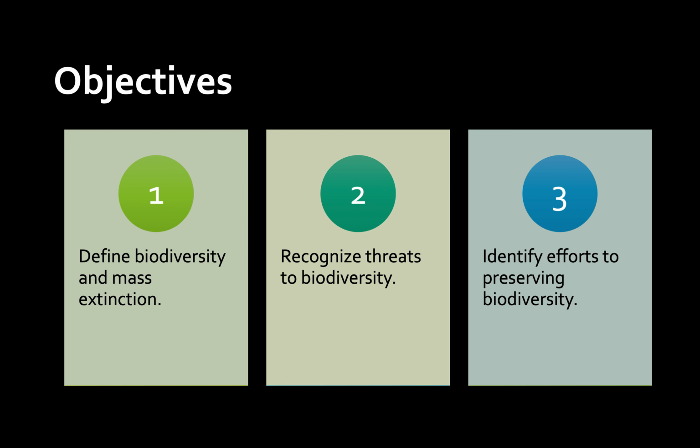So let's start off with our objectives. We have three of them. The first is to define biodiversity and mass extinction. The second is to recognize threats to biodiversity. And the third is to identify efforts to preserve biodiversity.